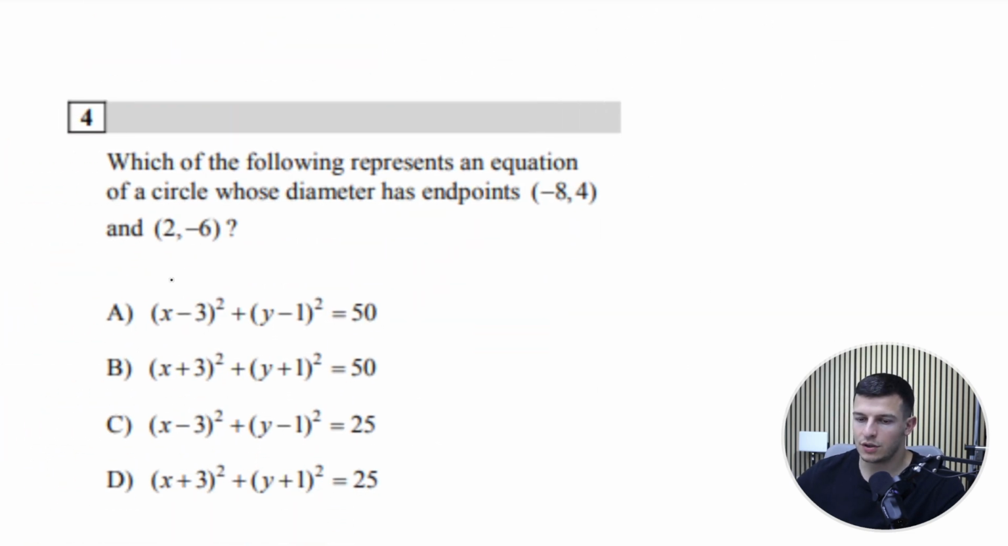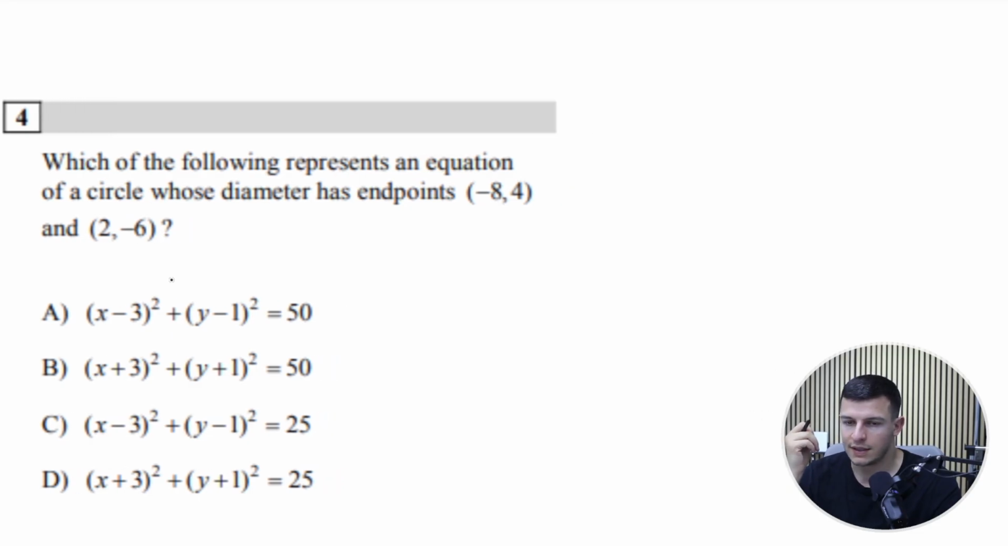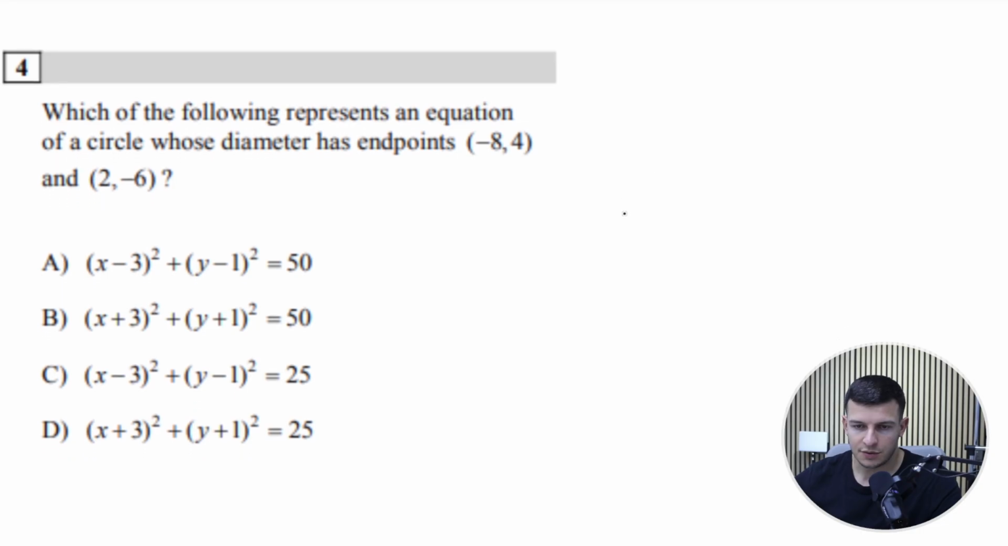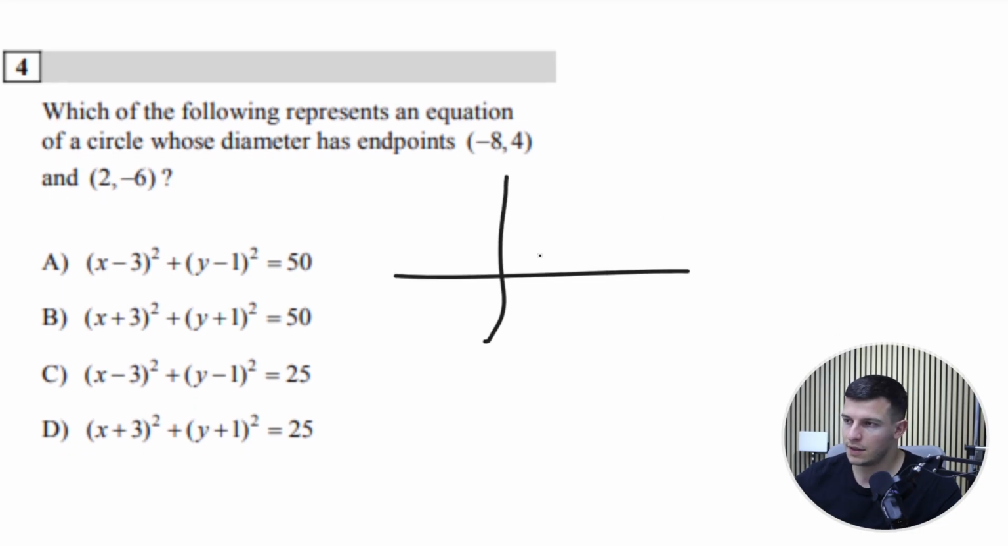All right, last question of this video. Which of the following represents an equation of a circle whose diameter has endpoints at negative 8, 4 and 2, negative 6? Now, seems tricky, but check it out. Imagine this. Negative 8, 4 is somewhere here, and 2, negative 6 is somewhere here.